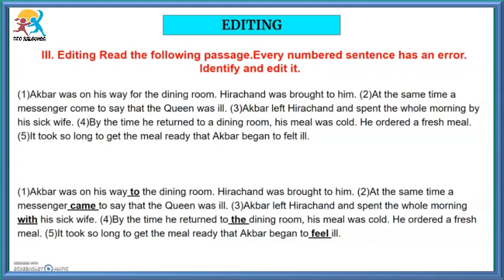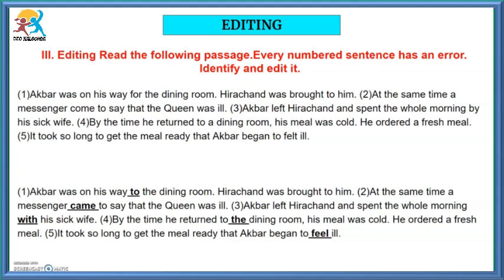Next, at the same time, a messenger came to say that the queen was ill, not come, because all this has already happened. This whole passage is in the past form. Next, Akbar left Hira Chand and spent the whole morning with his sick wife. Here we are dealing with being with somebody, so we need to use with, not by. By is used to indicate the position.